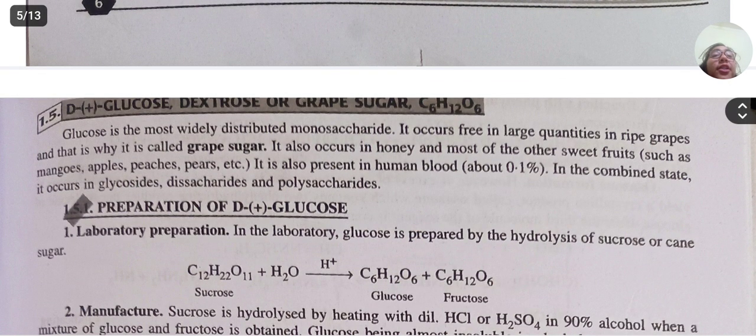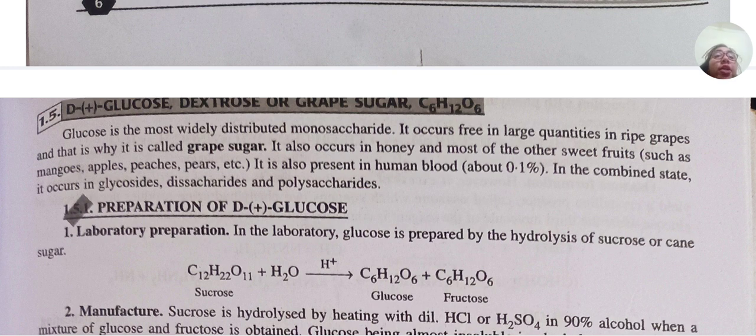Glucose is the most widely distributed monosaccharide. It occurs free in large quantities in ripe grapes, and that is why it is called grape sugar. It also occurs in honey and most of the other sweet fruits such as mangoes, apples, peaches, pears, etc. It is also present in human blood, about 0.1%, and in the combined state. It occurs in glycosides, disaccharides, and polysaccharides. Preparation of D-glucose. Laboratory preparation.